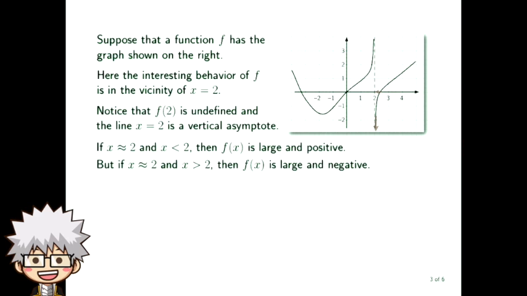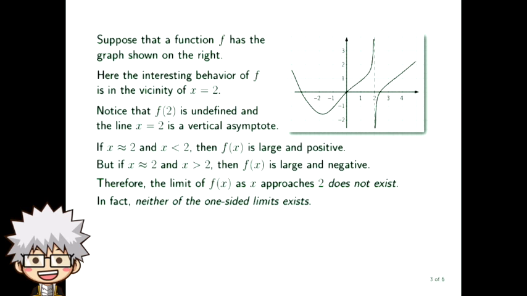Therefore, there is no number that can serve as the limit of f of x as x approaches 2. That is, the limit does not exist. In fact, neither of the one-sided limits as x approaches 2 exists. However, we can describe the behavior of the function near the vertical asymptote in terms of infinite one-sided limits.